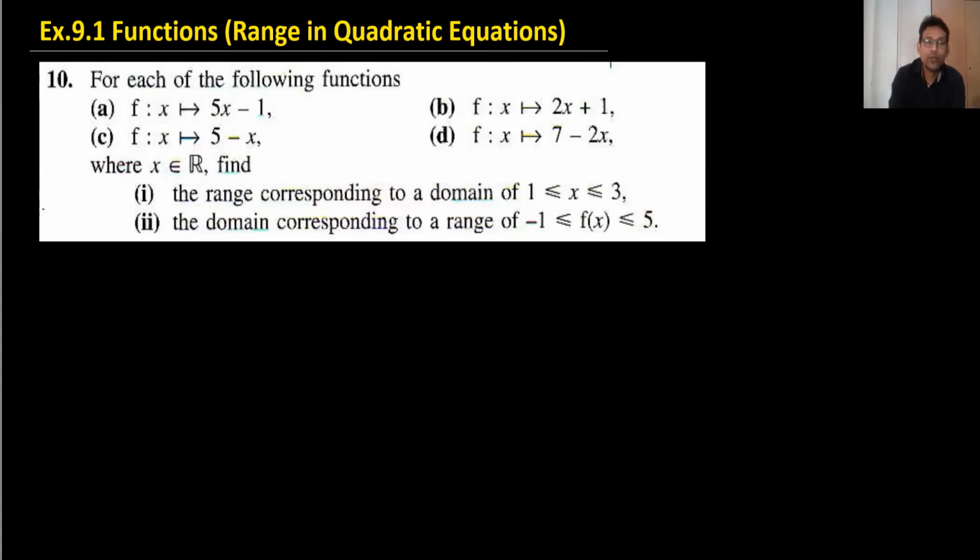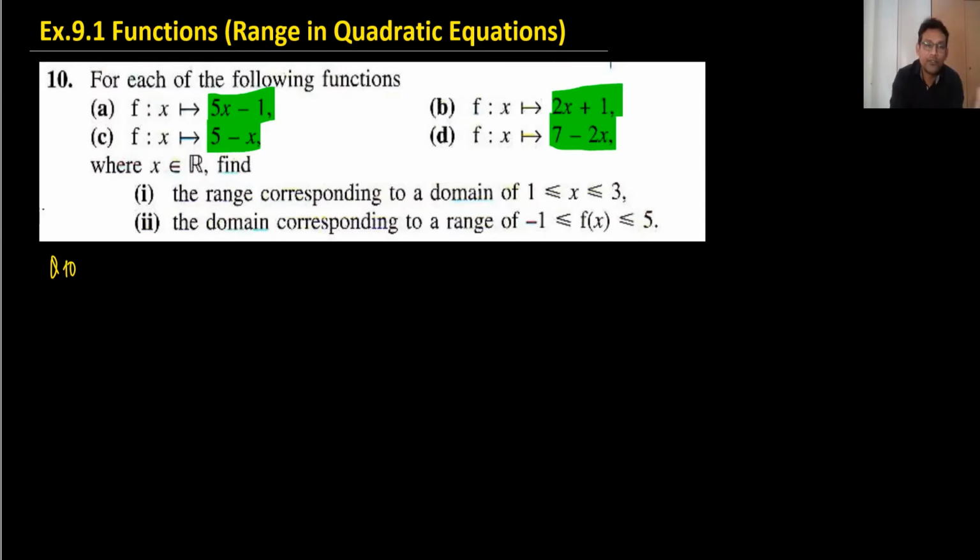Exercise 9.1, the function to find the range of the quadratic equation. This is the most important part in functions, to find the range. Like this is not easy actually. I have taken the first example from question number 10, and question number 10 is not a quadratic function, it's a linear function. You can see the mx plus c condition. This is linear form, like it's a straight line equation.